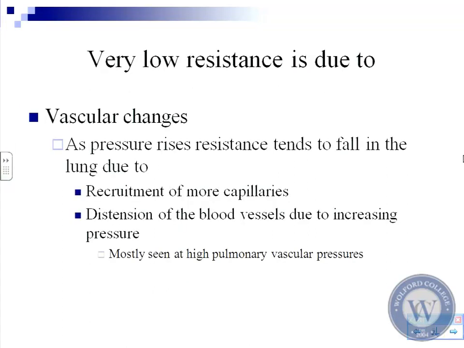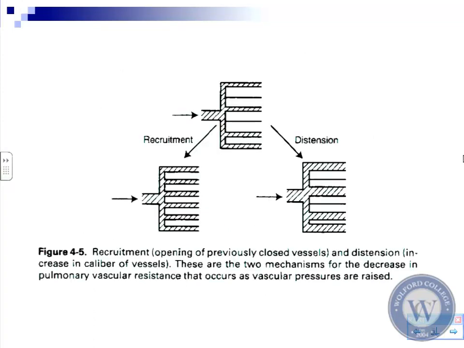So very low resistance is due to vascular changes. As pressure rises, resistance tends to fall in the lung due to recruitment of more capillaries and distension of blood vessels due to increasing pressure. It's mostly seen in high pulmonary vascular pressures that you see this kind of effect of the distension. Most of the time it's recruitment. So you see this kind of thing. Okay, this is normal, what we call recruitment. Recruitment is a predominating process. Okay, so in other words, instead of having 5, it only operates on 4. So when it goes to full recruitment, it operates on all 6 of them.